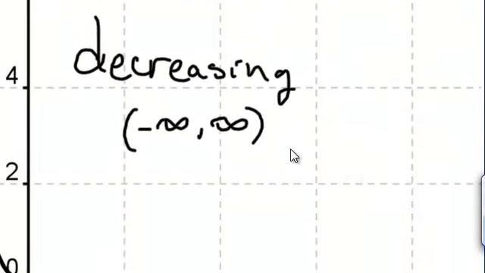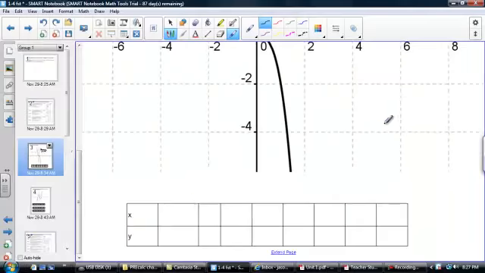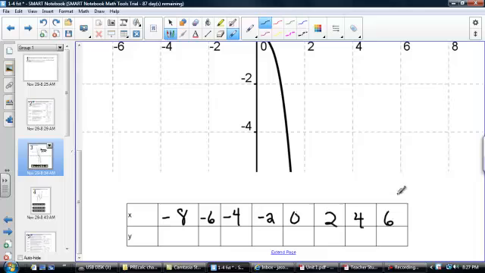Now, they asked us to support this numerically, so we're going to support this numerically. Numerically, we're going to pick some points anywhere on the function and plug them into the function. So I'm going to choose negative 8, negative 6, negative 4, negative 2, 0, 2, 4, and 6. You could have chosen any values you want. I chose those values just to choose those values.